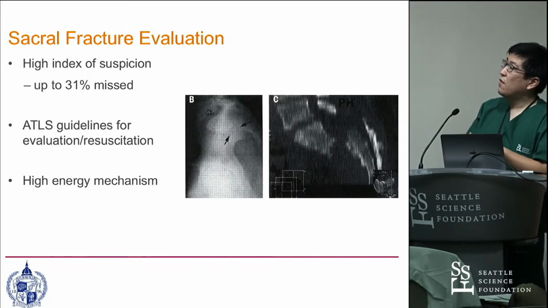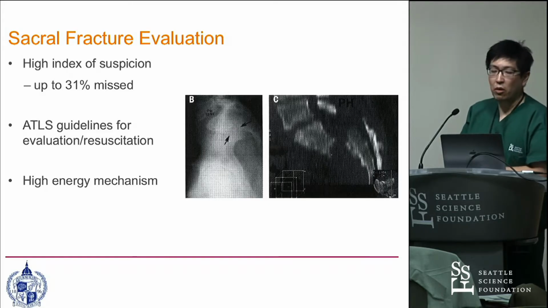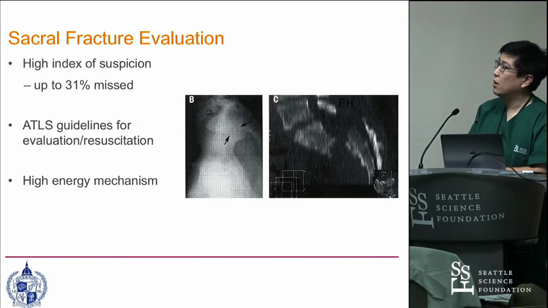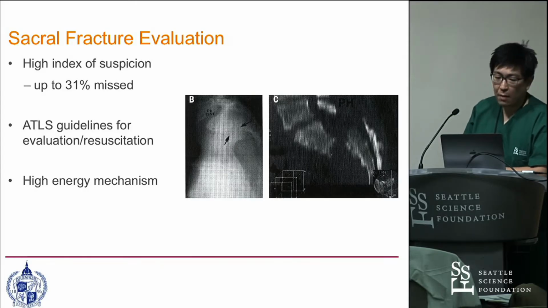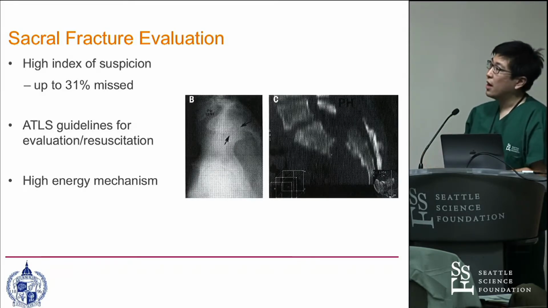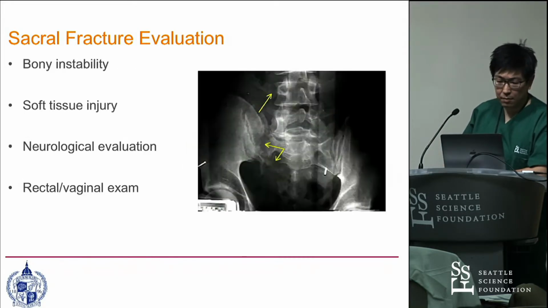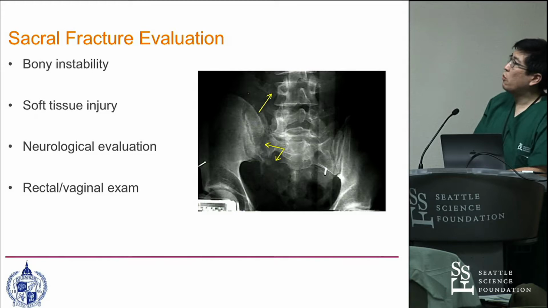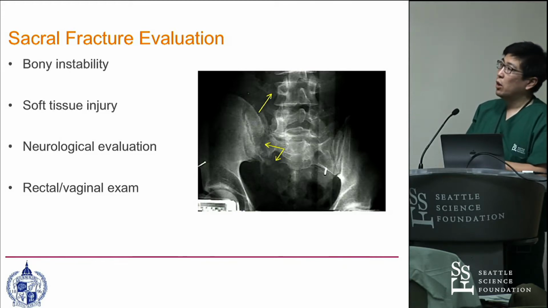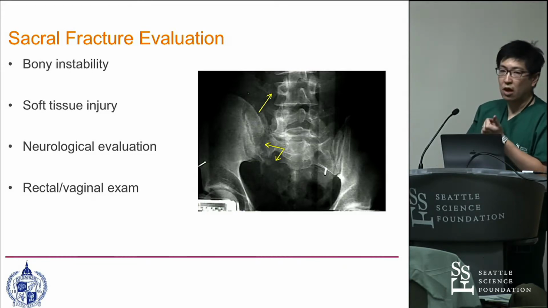So when we're evaluating a patient for sacral fractures, we want to have a really high degree of suspicion. Oftentimes they're missed, particularly on plain x-rays. Obviously, these are high energy mechanisms. You want to make sure that you follow the ATLS guidelines for management of these patients. So what are we looking for when we're looking at sacral plain films? We're looking for potential signs of bony instability and soft tissue injury.